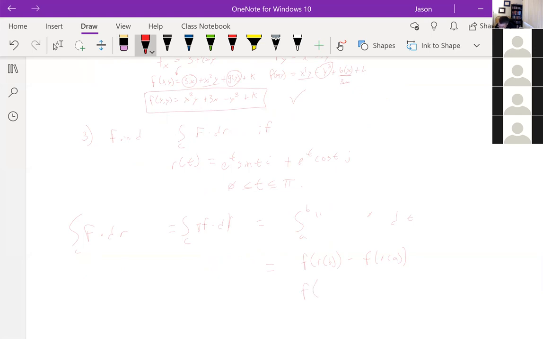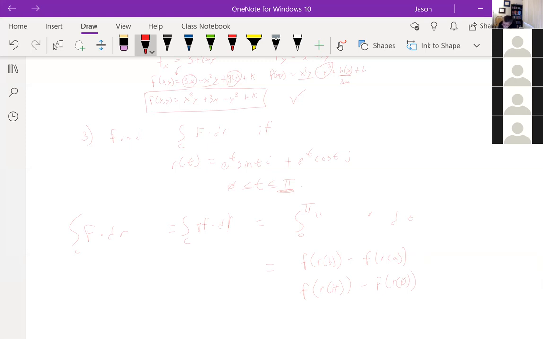Well, what's b in this case? This is now a parametrized function in terms of t, right? So in terms of t, well, what's b? What's my upper limit on this a and b? Well, t would go from 0 to pi, right? So I would be plugging in r of pi minus f of r of 0. Okay, so now I'm just going to evaluate this.